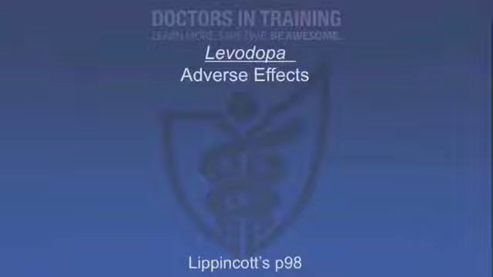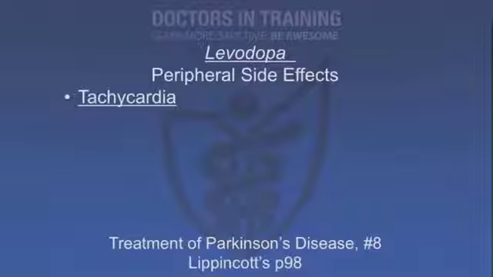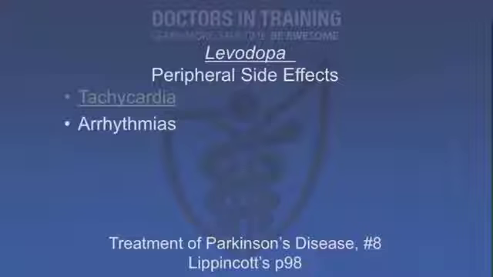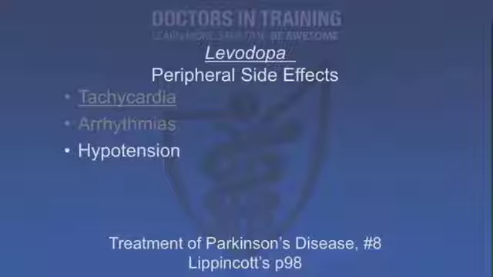There are a lot of adverse effects and side effects involved with treatment with levodopa. Most of these are caused by the peripheral conversion of levodopa to dopamine. So in the cardiovascular system, dopamine can cause tachycardia. It can also cause arrhythmias, specifically ventricular extrasystole. Levodopa can also lead to some hypotension.